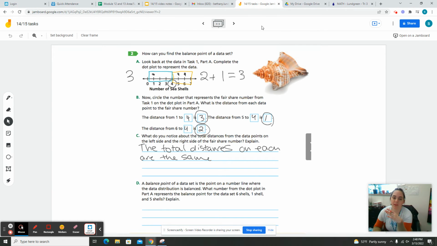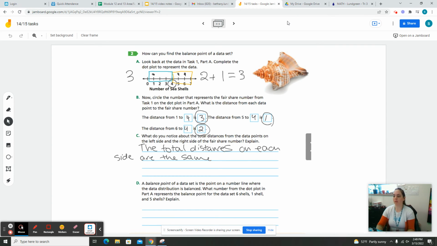So the sum on the left and on the right side is the same. Left and right. Yes. Okay, so the total distances on each side are the same. So a balance point of a data set is that point on a number line where the data distribution, or how all the points lay out, is balanced. So we want that scale to be balanced, and 4 is right where it would be balanced.